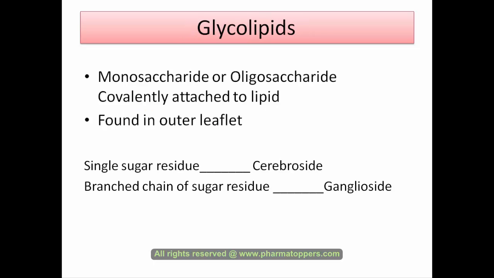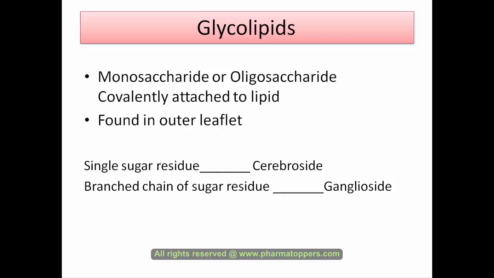And next, coming to the glycolipids. Glycolipids contain a carbohydrate which is covalently attached to the lipid. This can derive from either glycerol or sphingosine. The simplest glycolipid is the cerebroside, which contains a single sugar residue. The sugar can be glucose or galactose.